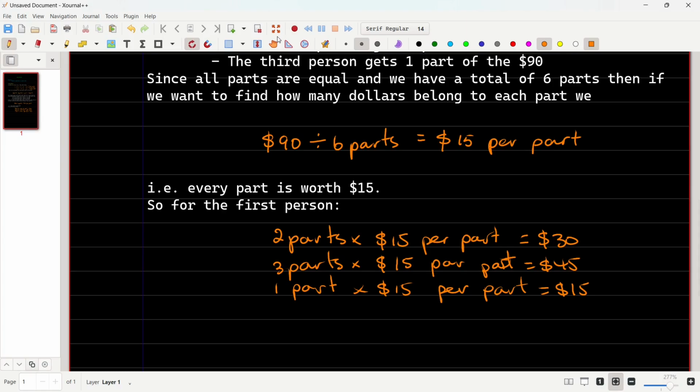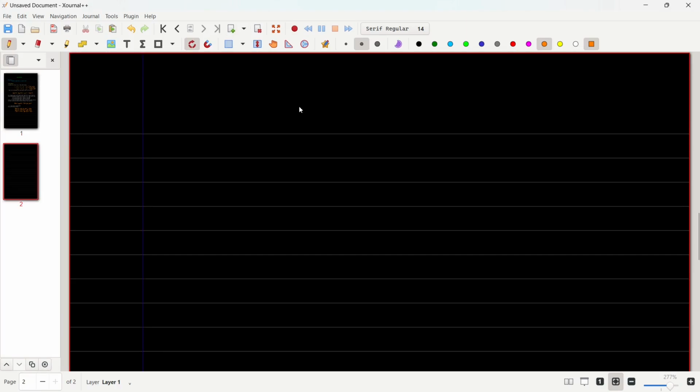So now I was able to use the ratios to divide the $90 into the desired proportions. So this person gets 2 parts out of the total 6, 3 parts out of the total 6, 1 part out of the total 6. Now we can do it with fractions, right? And we're talking about fractions and ratios.